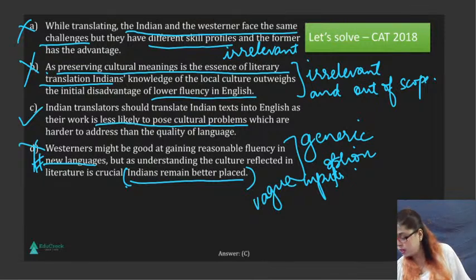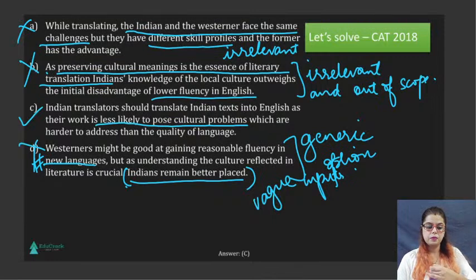Is there any doubt here? Anything that you'd like to ask regarding this question or the previous question?